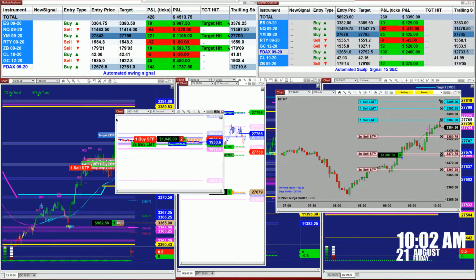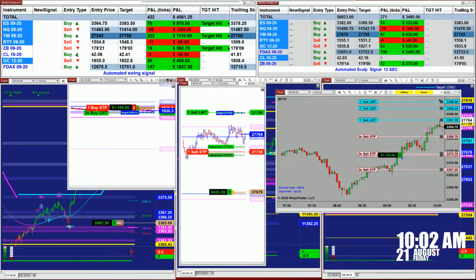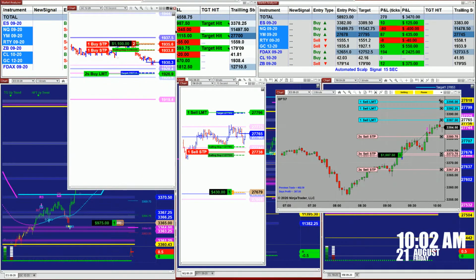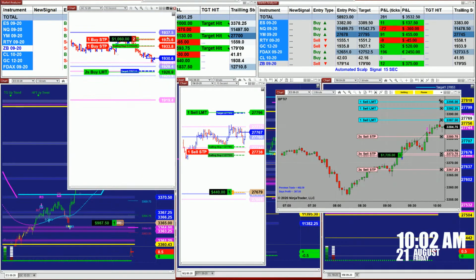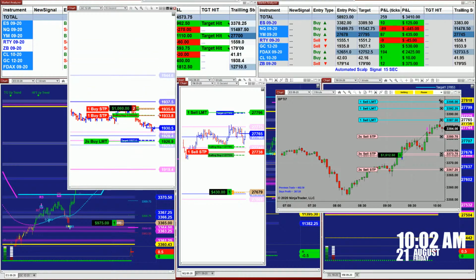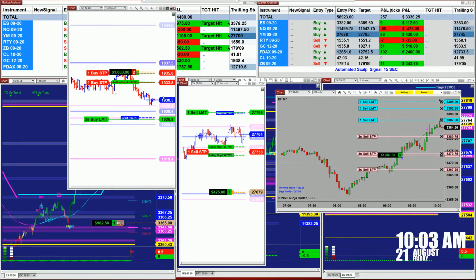Okay, we have the gold again on the scalper. It's fixed to hit the target, though there is a problem hitting the target because of this double support area. And you can see it's right in line with 1929.